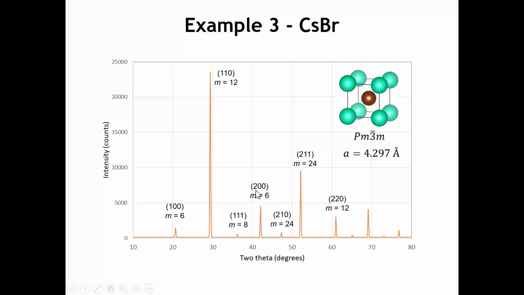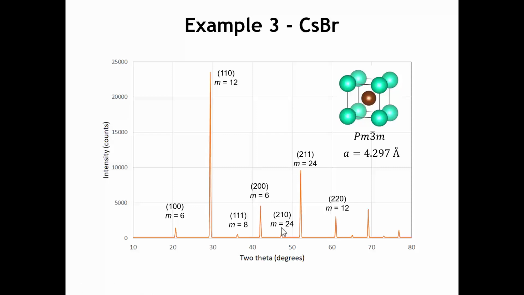Now there are still intensity variations due to changes in multiplicity, the drop-off of the form factor, the Lorentz, and the polarization corrections. But those other terms outside of the structure factor can't tell us why the 210 peak is weak and the 200 peak is considerably stronger. Right? The multiplicity here is 4 times that of this one, but yet it is a weak peak.